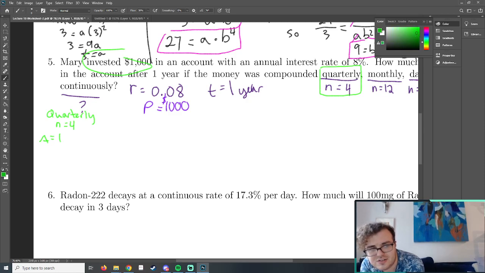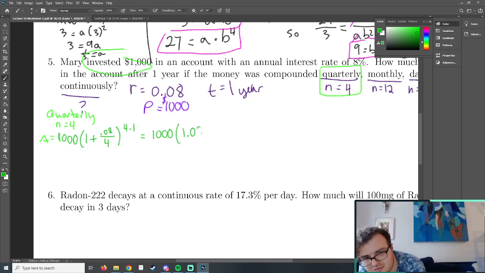I'm going to go a little bit darker on the screen. It's a little eye-searing. So A equals 1,000 times 1 plus R, which is 0.08, n is 4, to the 4 times 1 power. Again, I'm just plugging in from our formula. This was R up here, this was n, this was n, and this was t, which is 1,000 times, this comes out to 1.02, right? Because 0.08 divided by 4 is 0.02. And this is just 4.